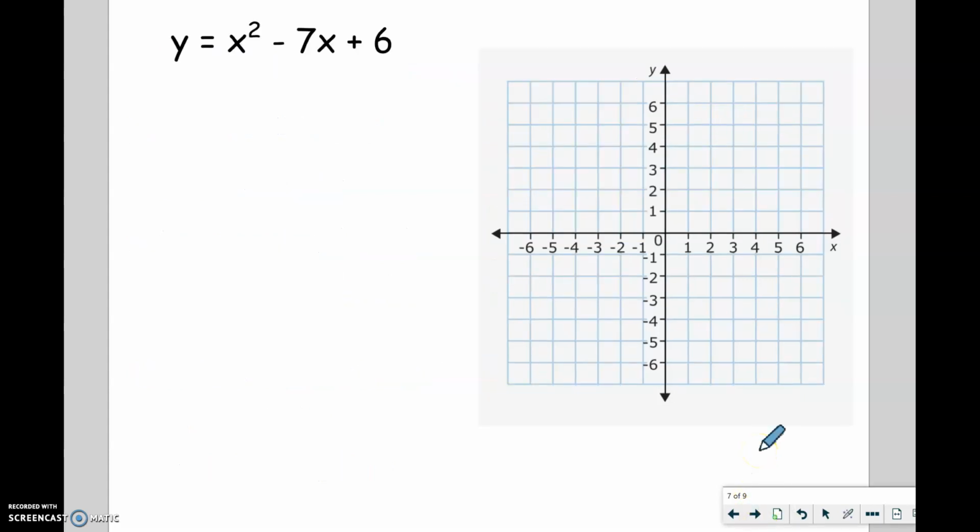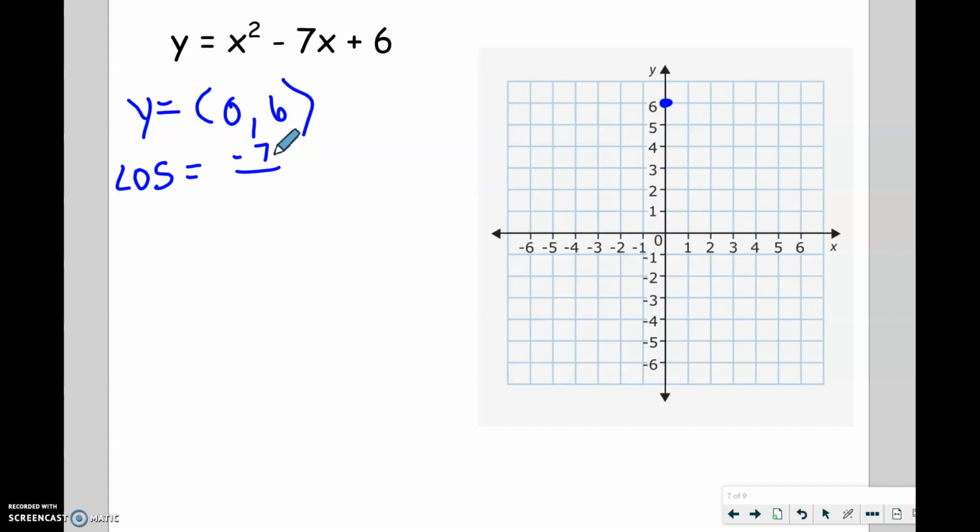So we're going to go through another one of these so you can see what this looks like. I'm going to start first. I know my y-intercept has to be equal to 6, so (0, 6). I'm going to go up and plot that. There we go. Next, we are going to find the line of symmetry, which is negative b over 2a, so 7 over 2. So I get 3.5.